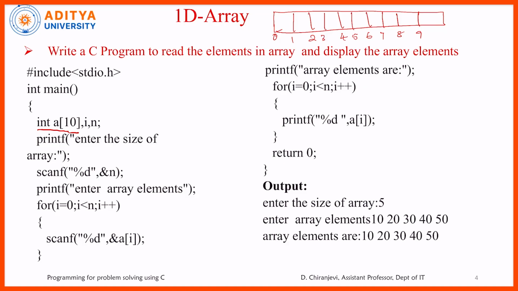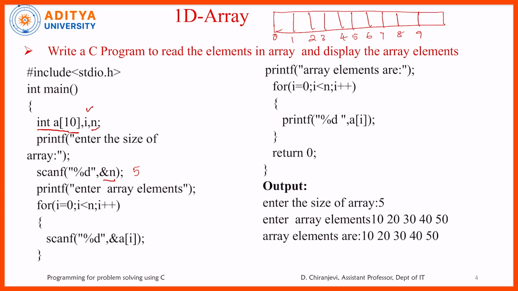For these indexes, I have taken an initializer, that is i, and n is the variable which will ask the user to tell the size of the array they want to take. So it asks the user to enter the size of the array, and the user gives n. In this program the size of the array given is 5, so 5 will be stored at the address of n.